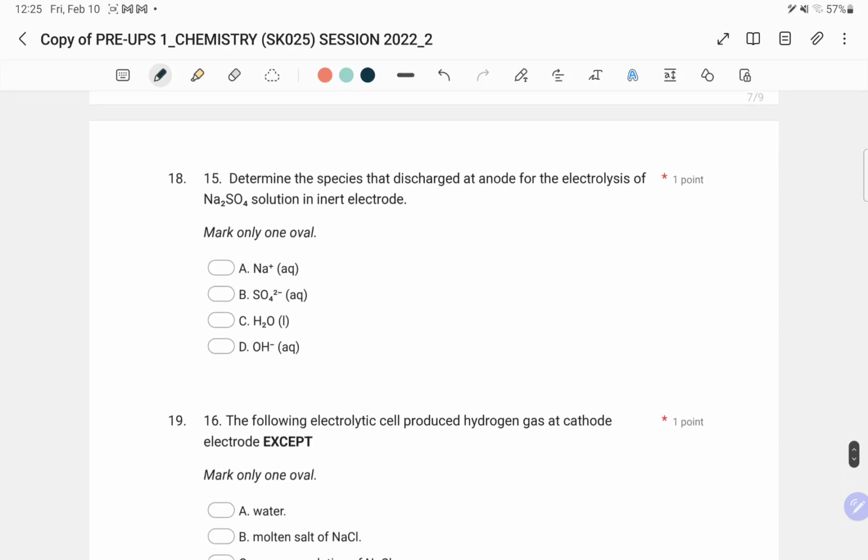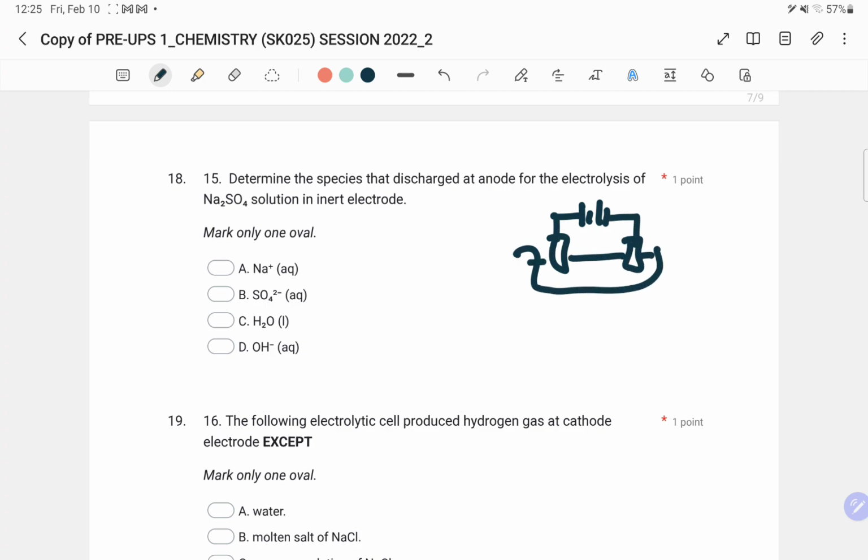Number 15. Determine the species discharged at anode for the electrolysis of Na2SO4. So Na2SO4, kita ada electrolytic cell ni. Okay. So kita ada Na2SO4. So positif, negatif. Dia kata pada anode. So pada anode, Na plus dan juga positive charge. So dekat sini SO4 2 minus dengan H2O akan pergi dekat anode. So H2O lah dipilih. So that's why the answer is C lah.